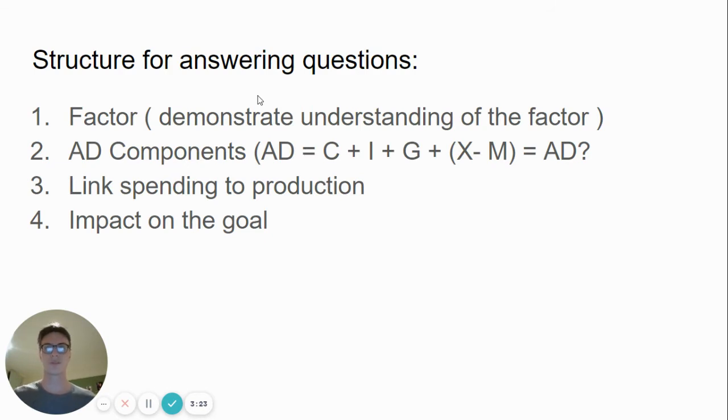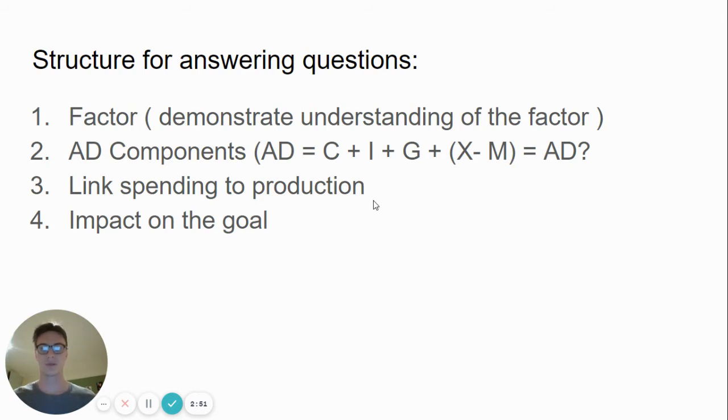Now, the structure for answering a question like this is you need to start out with your factor. You need to demonstrate the understanding of the factor. So if it's consumer confidence, what does that mean? If it is an exchange rate, what does that mean? And how is it going to impact the spending or aggregate demand? The next thing you need to do is actually identify what type of spending changes, whether it's exports and imports, government spending, investment spending, or consumption, and what happens to aggregate demand overall, and also which way the aggregate demand curve might shift.